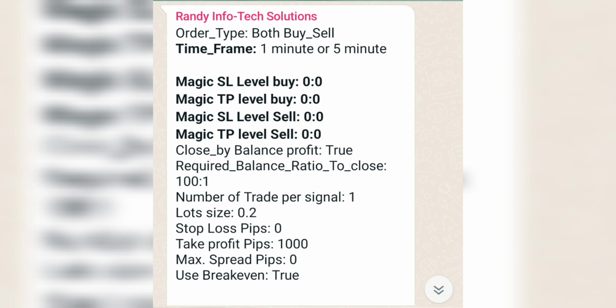Let's go to our close by balance profit. Close by balance profit. Although this setup that is there is for the scalping robot, scalping, when you want the robot to be picking trade for you and be taking profit for you at every 1000 pips.